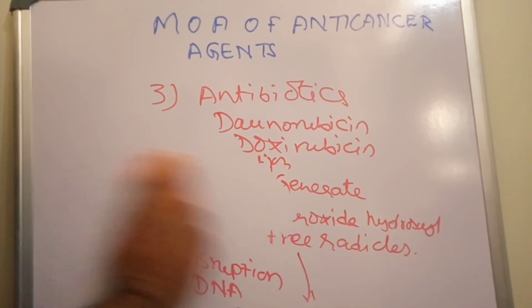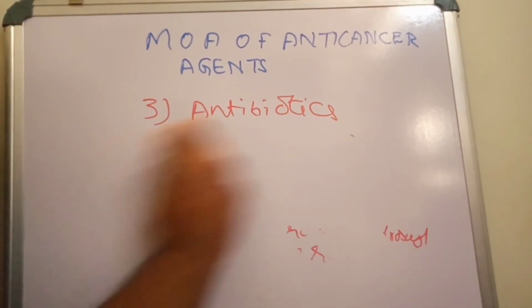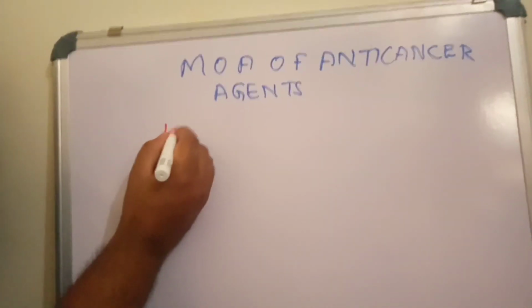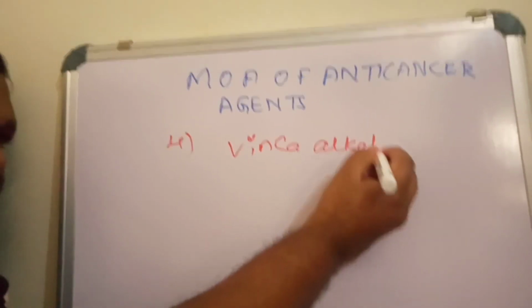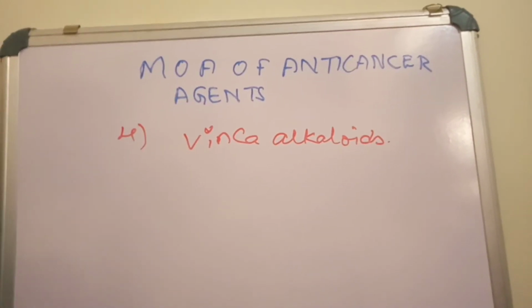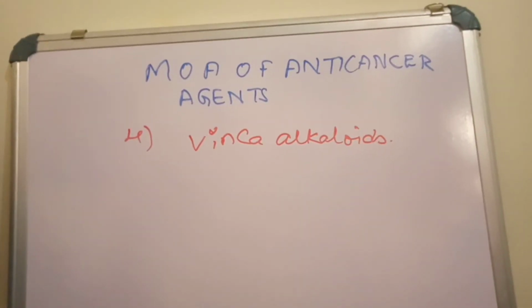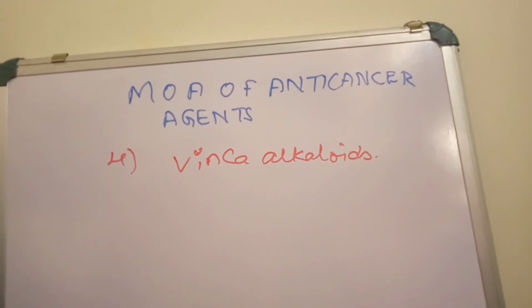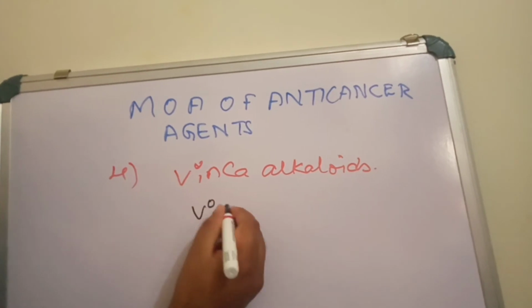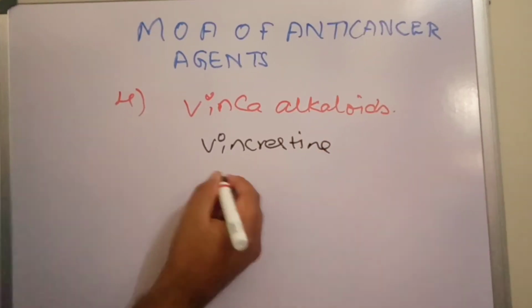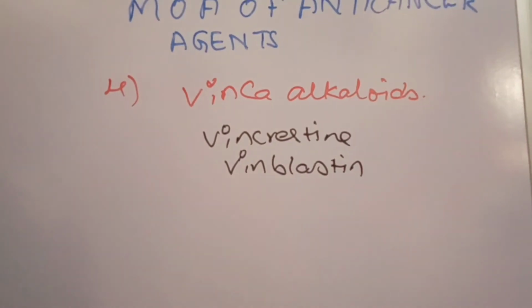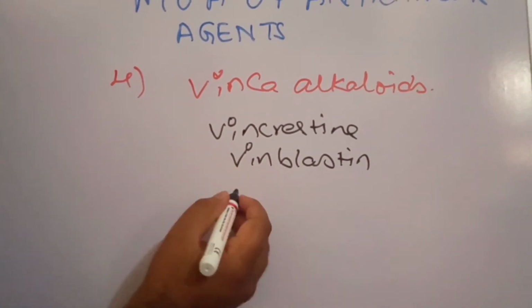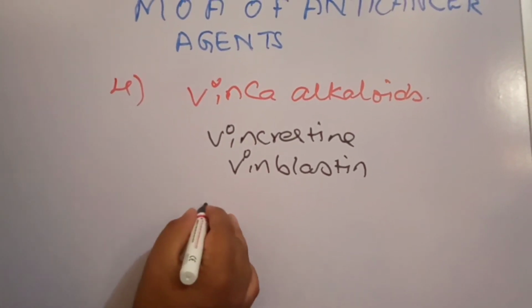Now, the last important class of anti-cancer agent is a natural drug, the Vinca alkaloids. So how do the Vinca alkaloids act? The fourth one is Vinca alkaloids, drugs like vincristine or vinblastine. These will directly arrest the metaphase of mitosis in cell division, where they directly attack the metaphase.